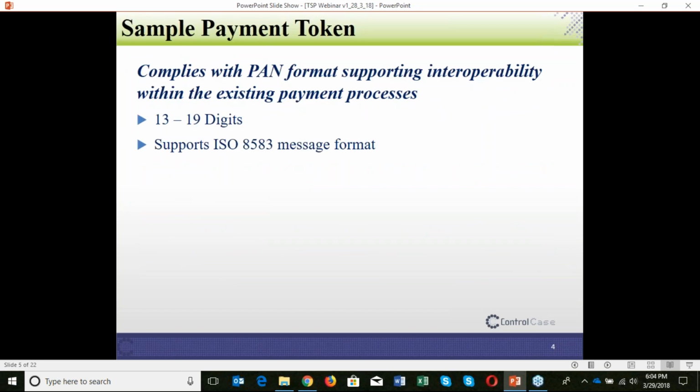The important thing about the payment token is that it complies with normal PANs, and typically it's 13 to 19 digits. It also supports ISO 8583 messages. The reason being, it also needs to support backward compatibility, mainly because these kinds of transactions may be used on the existing infrastructure where POS have been used. The majority of payment transfer is currently done over 8583 messages, so there are no changes required, it still supports the same.